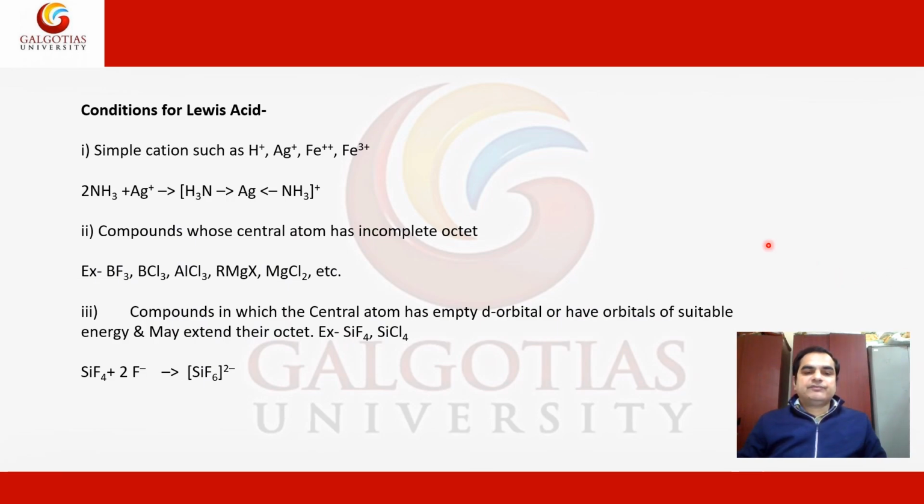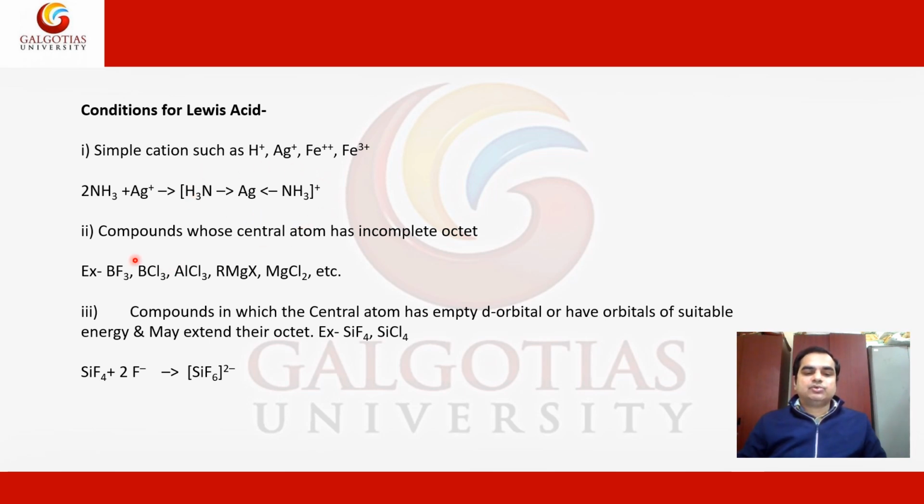Now, what are the conditions for the Lewis acids? Simple cations like H+ ions, Ag+ ions, Fe2+ ions, Fe3+ ions. Like in this reaction, we can see that ammonia is reacting with the Ag+ ions, so they are producing a coordinate bond, from ammonia nitrogen to silver. It is making a coordinate bond. This is an example of this one.